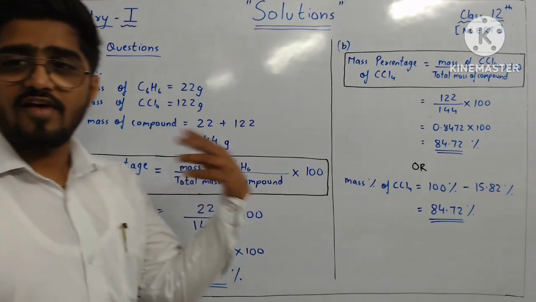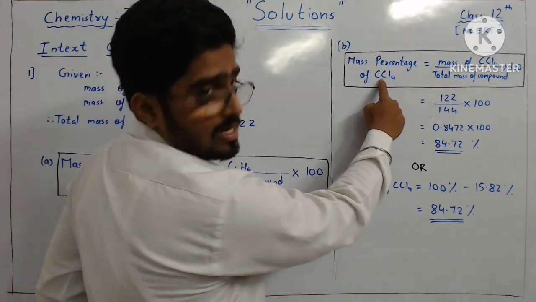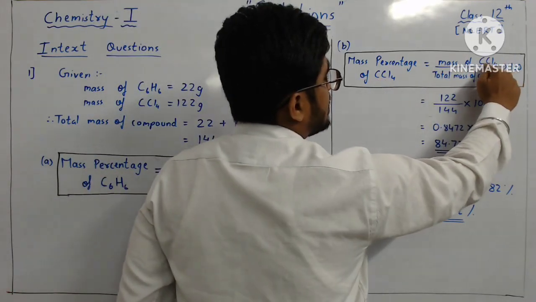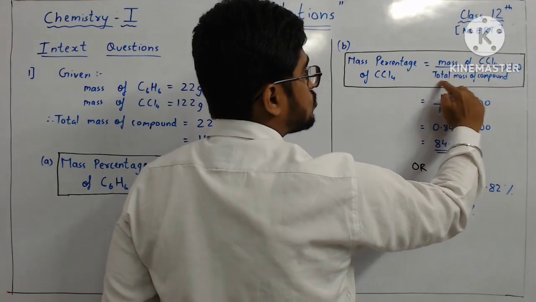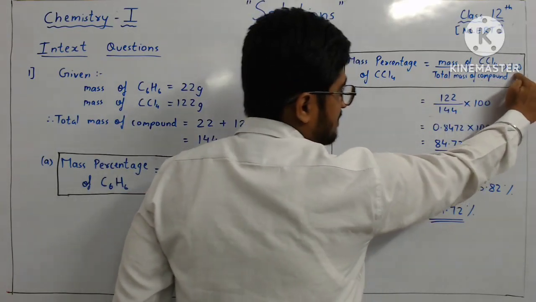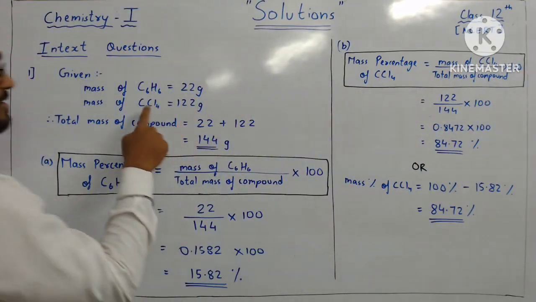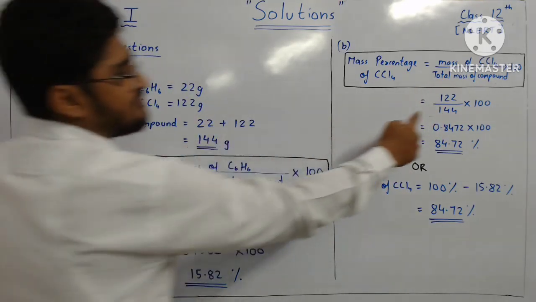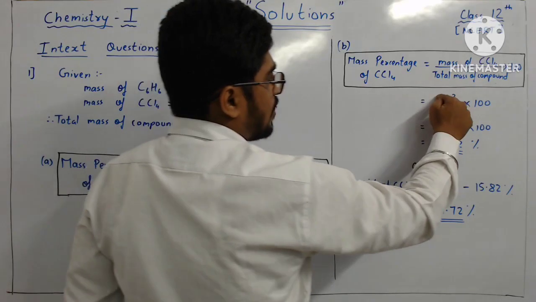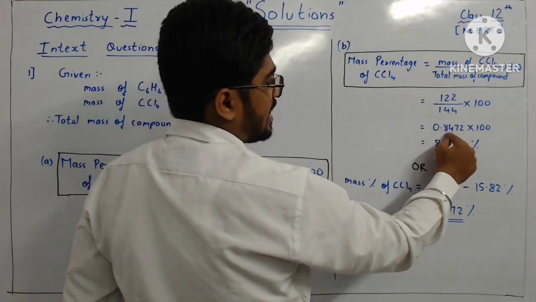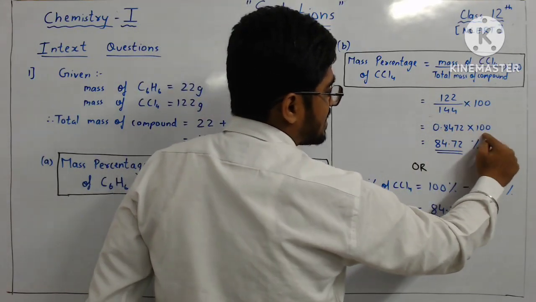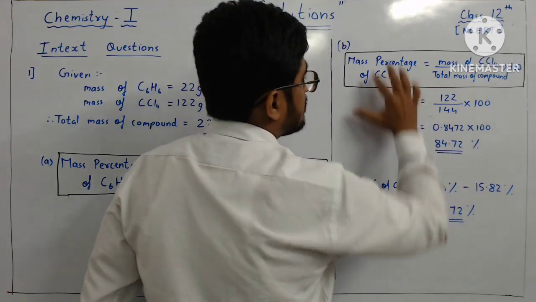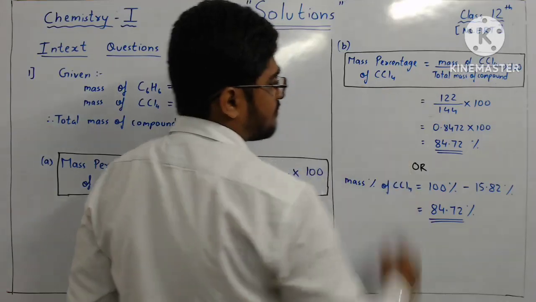Now we need to find the mass percentage of carbon tetrachloride. The mass of carbon tetrachloride is kept up and the total mass of the solution down, multiply by 100. The mass of carbon tetrachloride is 122 and the total mass is 144, multiply by 100. So 122 upon 144 gives 0.8472. Multiplying by 100, the decimal shifts two places, so the carbon tetrachloride percentage is 84.72.